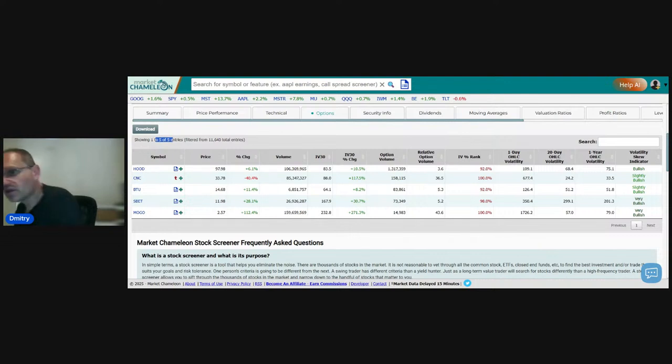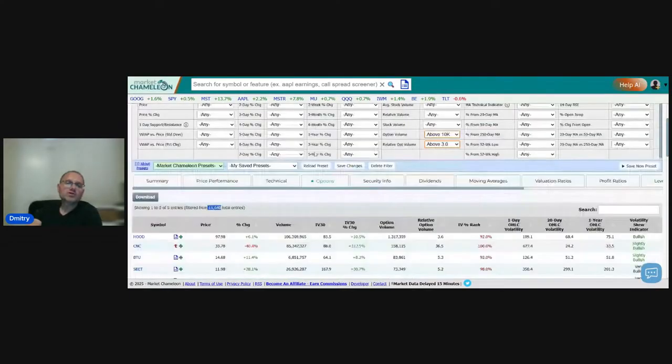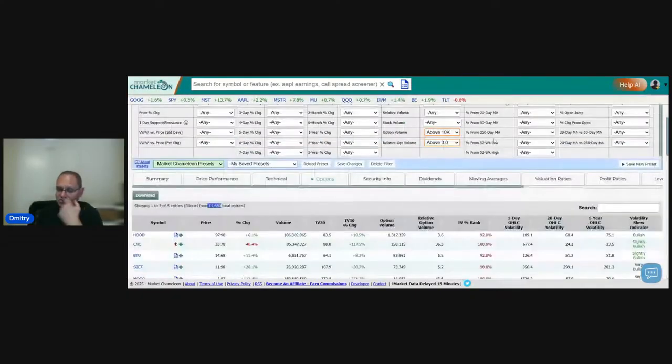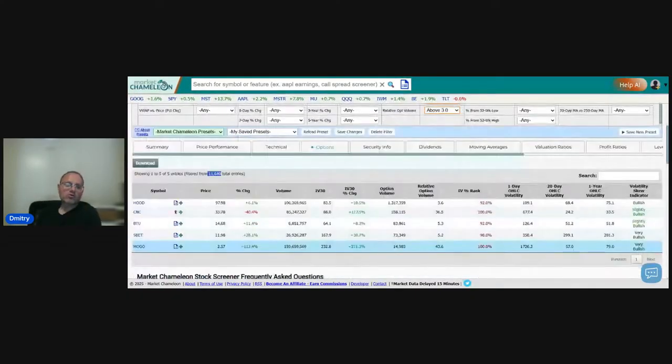So you can see how quickly we went from over 11,600 different stocks, and we used the filters to narrow down to 5 stocks that met this criteria. And we only used, I think, 4 filters here. What did I use? 2 filters over here and 2 filters over here, right? 4 filters to get down to these 5 different candidates.